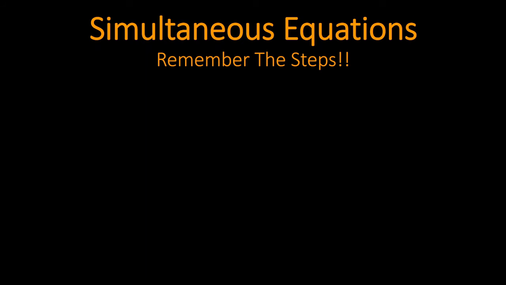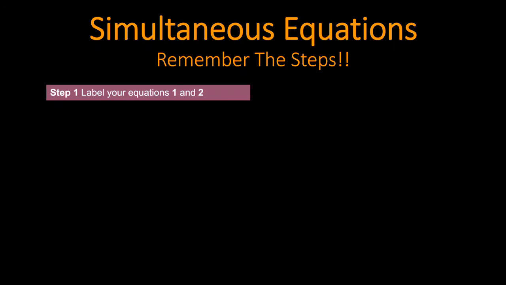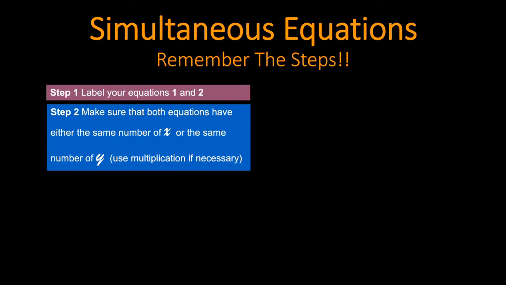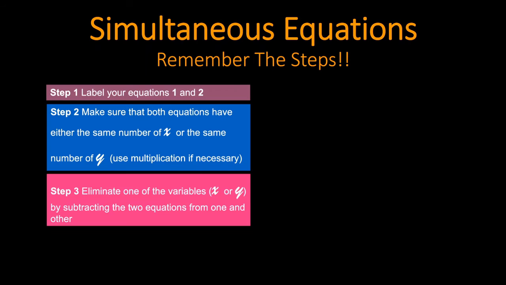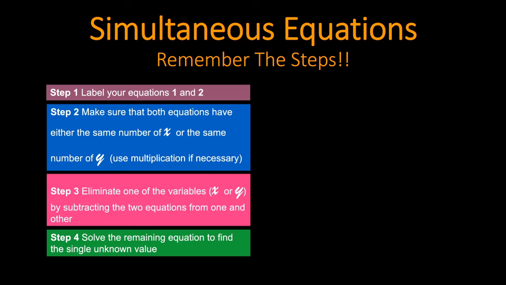Let's just quickly go through those steps again before we go into some practice. Step 1 is still the same, labeling your equations 1 and 2. Step 2, make sure that both equations have either the same number of x's or the same number of y's. If they're not, we'll use multiplication and make sure you multiply all terms on both sides of the equation. Step 3, eliminate one of the variables, either x or y, by subtracting the two equations from each other. That's the two equations where we got matching coefficients for one of the variables. Step 4, solve the remaining equation to find the single unknown variable.